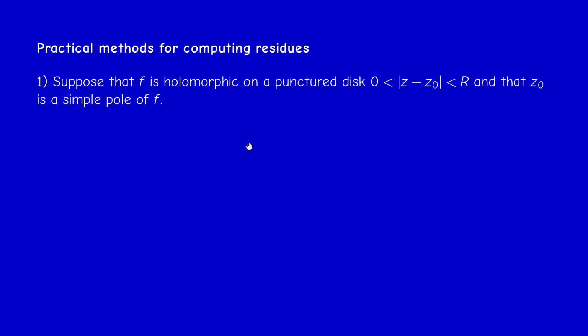Now, when z0 is a pole, there are some algebraic methods, so I'll present one of them. If z0 is a simple pole, then we just multiply f by z minus z0 and we eliminate the singularity, and the limit is actually the residue.